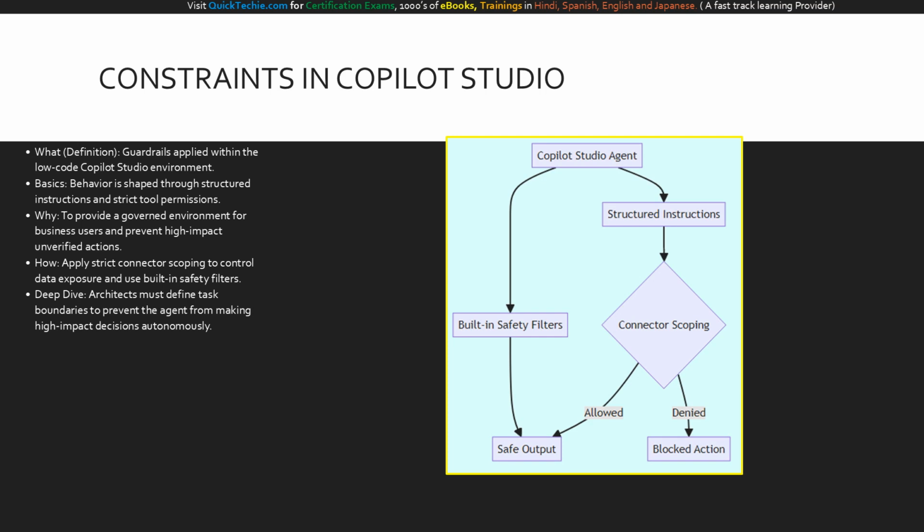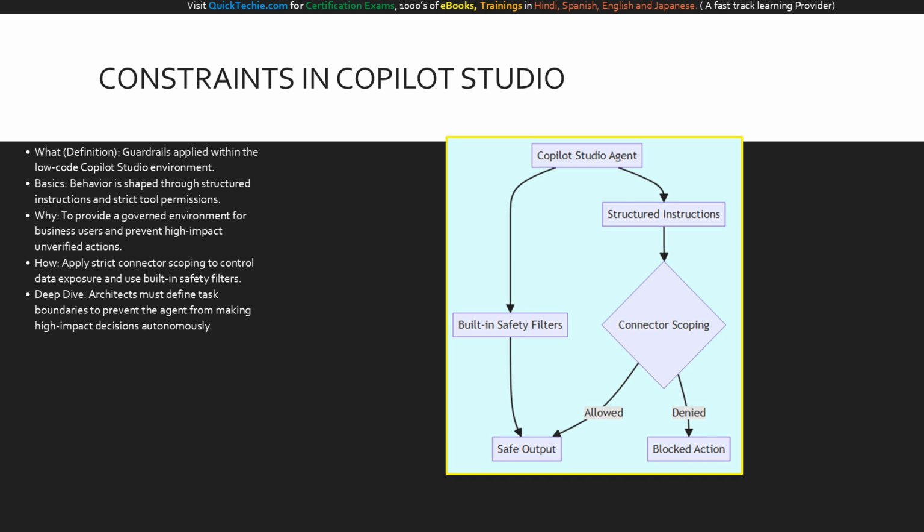On slide 3, we focus entirely on constraints in Copilot Studio. What are these? They are the specific guardrails applied within this low-code environment. The basics of Copilot Studio constraints involve shaping agent behavior primarily through structured instructions and strict tool permissions. Why is this necessary? Copilot Studio is designed to provide a governed, safe environment for business users. Constraints are needed to prevent these agents from executing high-impact, unverified actions.